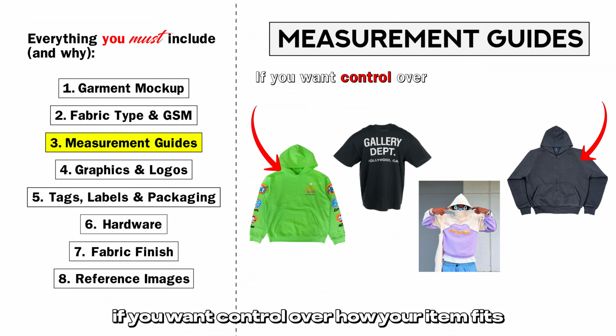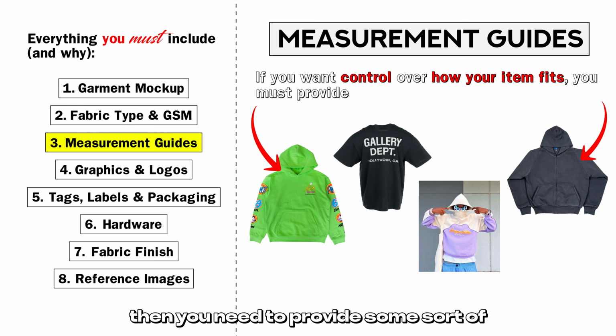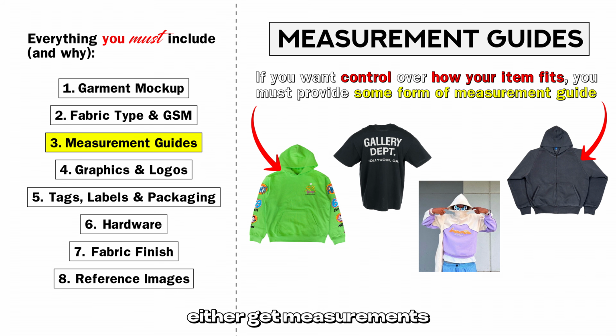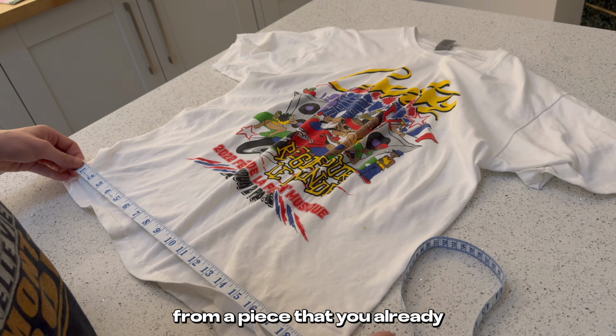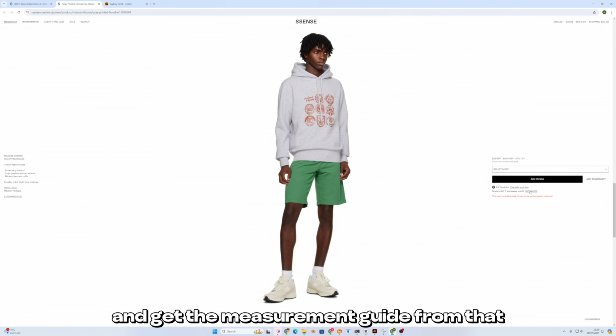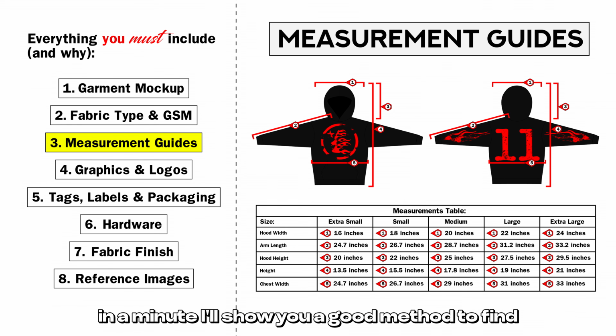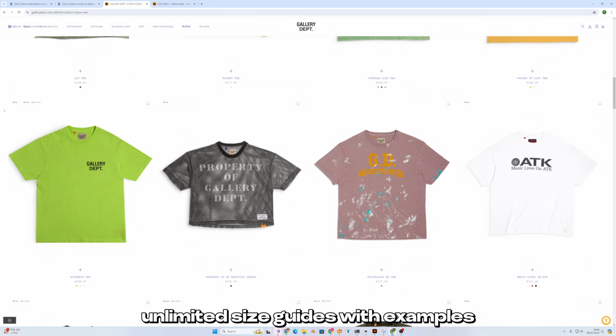If you want control over how your item fits, then you need to provide some sort of custom measurements. You can either get measurements from a piece that you already own, or you can use any piece online and get the measurement guide from that. In a minute, I'll show you a good method to find unlimited size guides with examples.